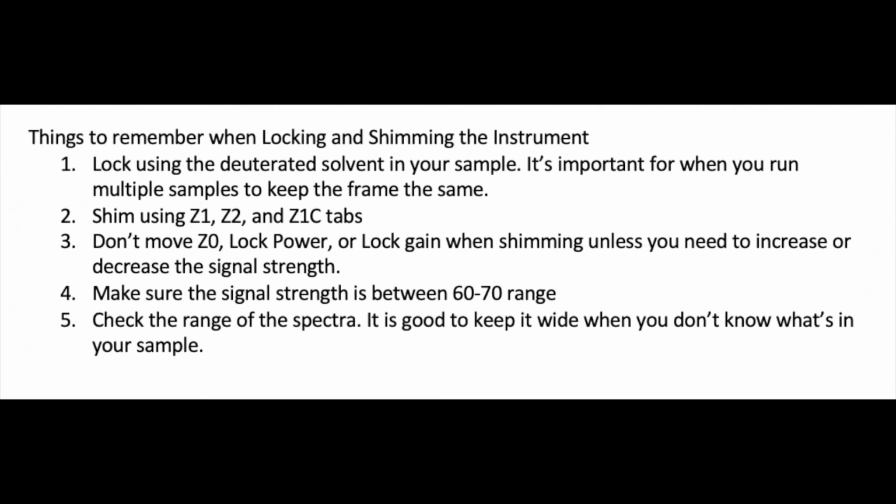the signal strength. Fourth, you're going to make sure that your signal strength when you're shimming is between the 60 and 70 range. You don't want it any higher in case the instrument surges. You don't want to break anything, and you don't want it any lower so you can get a good read on your sample still. The last thing is you're going to check the range of the spectra before you run it. It's good to keep it wide when you don't know what's in your sample, and then you could always edit the spectra after.